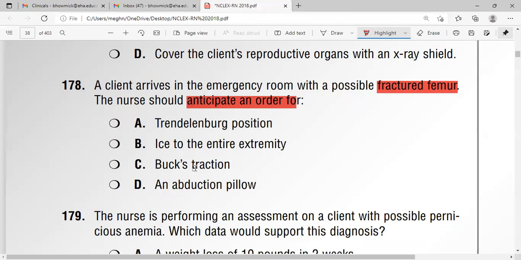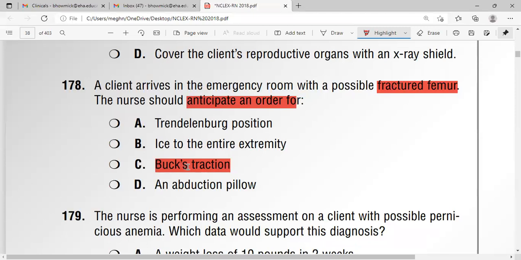Buck's traction. So it is one kind of traction, right? Traction is a set of mechanisms for straightening the broken bones or relieving the pressure on the skeletal system. So there are two types of traction we use: skin traction or skeletal traction. Number D, abduction pillows. So the correct answer is Buck's traction, number C.